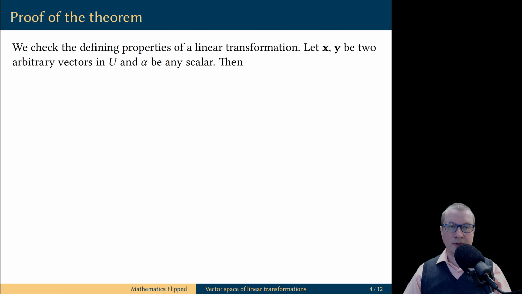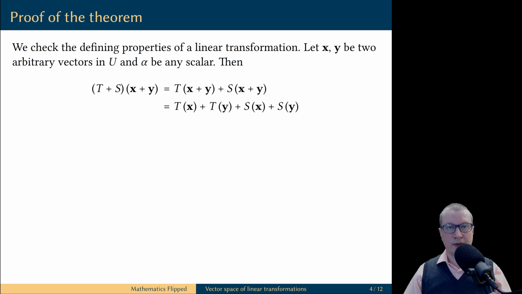Let's prove that when you add two linear transformations, the new function is again a linear transformation. We will do this by checking the two properties of linear transformations. First, we compute the value of this new function t plus s on the vector x plus y. We use the definition of the function t plus s, and then we use the assumptions that t and s are both linear transformations. Then we use the commutative property of vector addition.